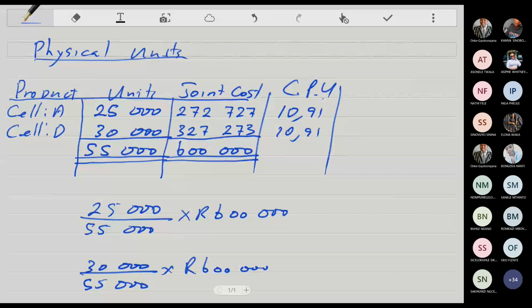That's one thing they've said about this method: it is the simplest method. That's an advantage. But the disadvantage is that it can distort the value of our stock and also the profit calculation. Why? It could be possible that product A has a lesser number of units but is more expensive than product B. But the costs allocated to product A are lesser than those allocated to product B because we use the number of units.